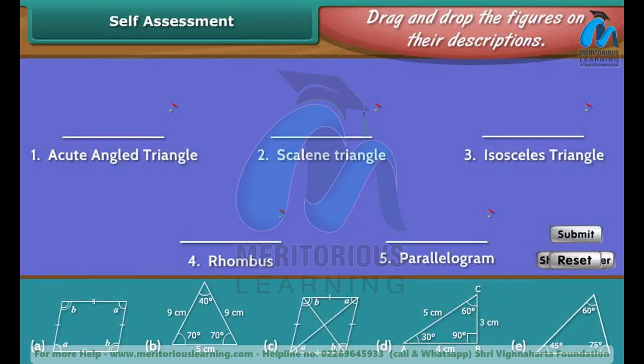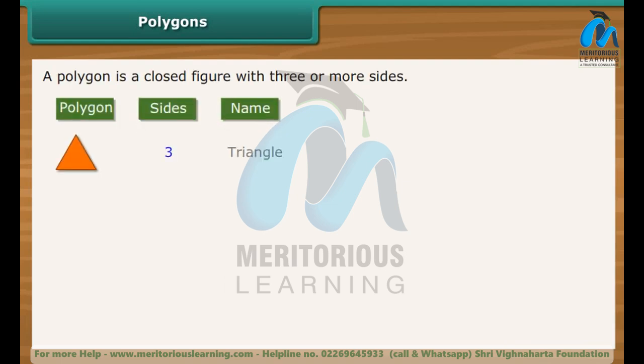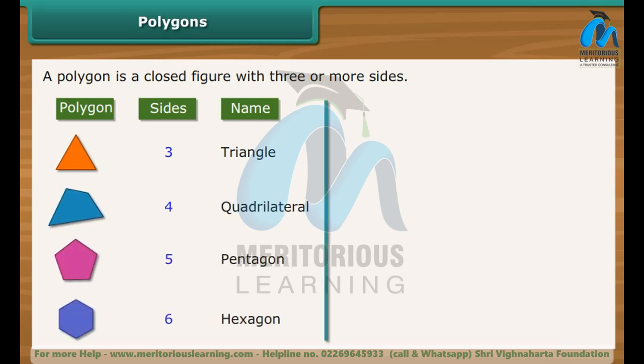Self-assessment. Let us know how much you have learned. Drag and drop the figures on their descriptions. Polygons. A polygon is a closed figure with 3 or more sides. Here are some polygons. Let us count their sides and name them.